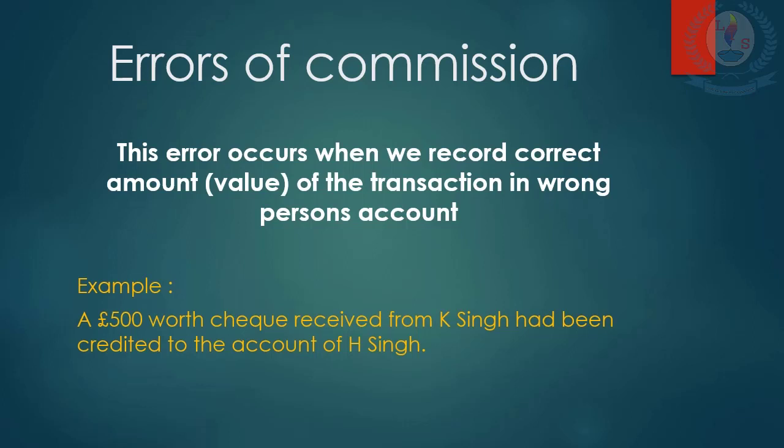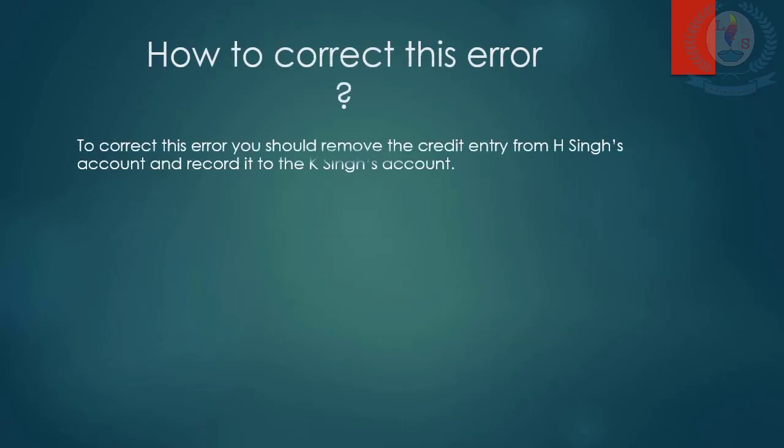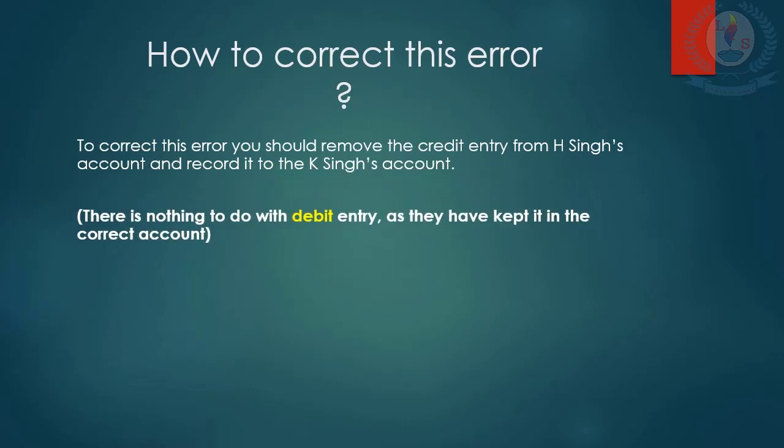Now you have to correct this error. How to correct this error? You should remove the credit entry from H Singh's account and record it in K Singh's account. When you correct this error, you should not worry about the debit entry of the original transaction because we have recorded it properly. To correct this error: H Singh's account debit 500, K Singh's account credit 500. With this entry, what we have recorded mistakenly in H Singh's account will be cancelled.